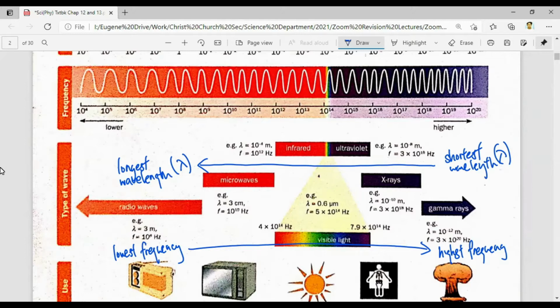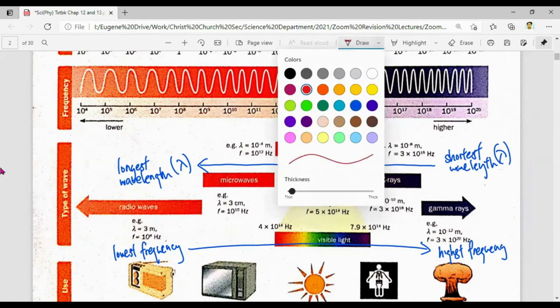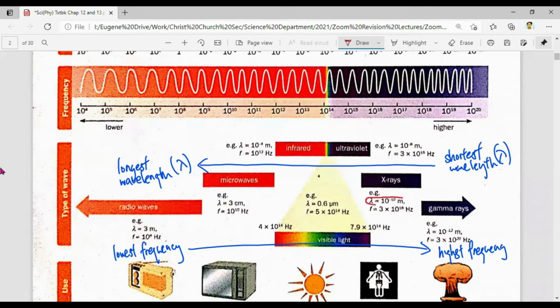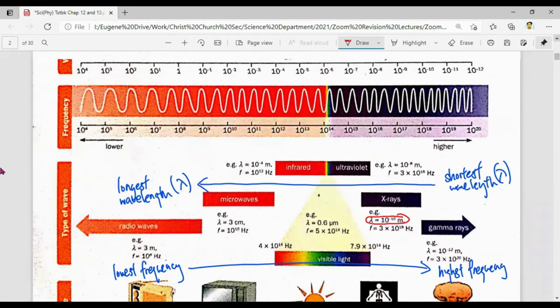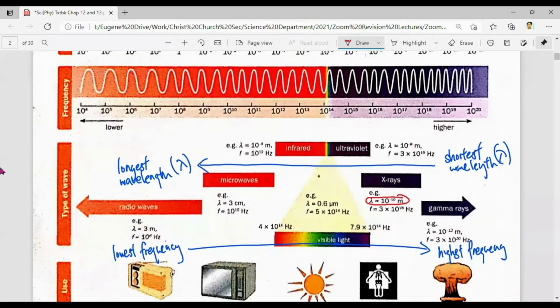So this is the idea that you memorize. All these little numbers, do you remember? The answer is no. The only one that you need to remember is this, about X-ray. The wavelength is about 10 to the power minus 10 meters. This is also the same as the size of an atom. This has come up before, so just take note that the X-ray wavelength is equivalent to the size of an atom.